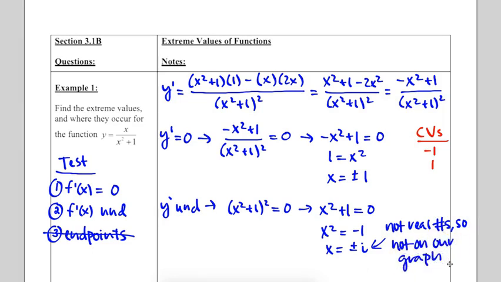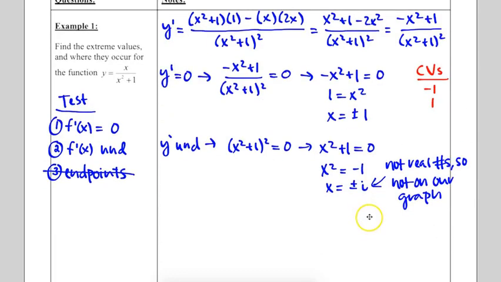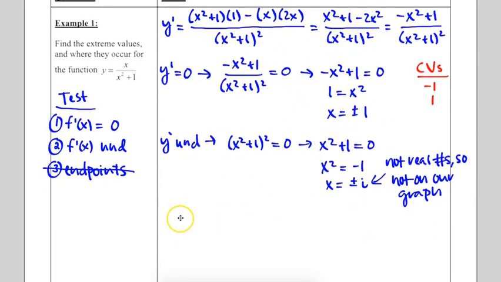Okay, so those aren't going to be on the graph. So that means that our only critical values that we need to look at are -1 and +1. Okay, so coming down below, I'm going to come over here to do this. Let's make a chart. We have -1, we have +1. We'll calculate what those actual values are in a moment, but now let's make our sign chart.